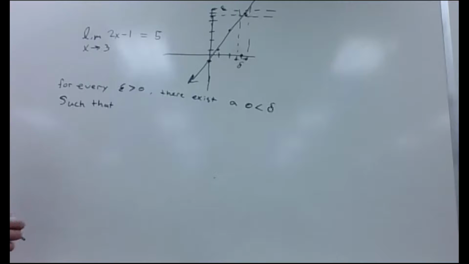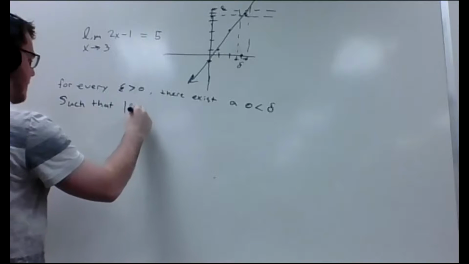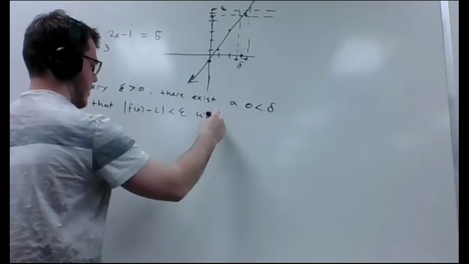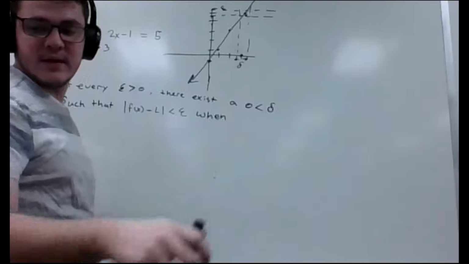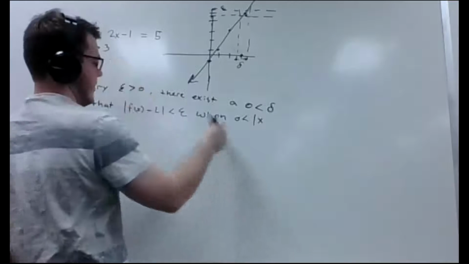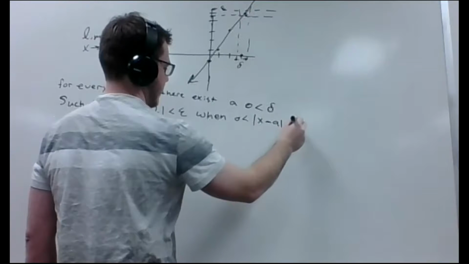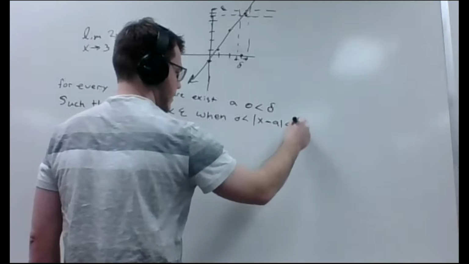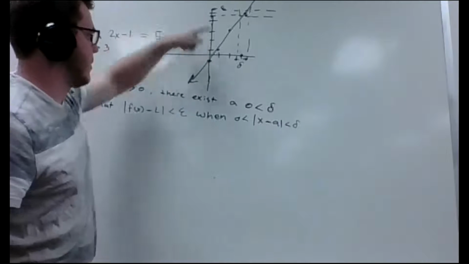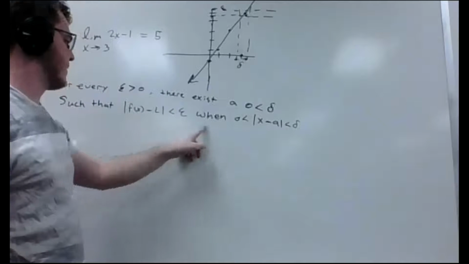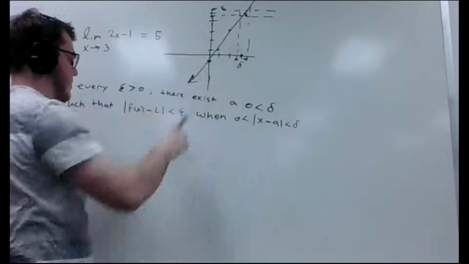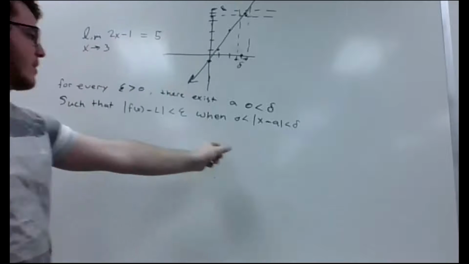Such that the function minus the limit is less than epsilon when the value that we're approaching is less than delta. So essentially what this is doing is setting up the bounds that we're going to work with. There's going to be a little bit in each direction that we're going to work with.